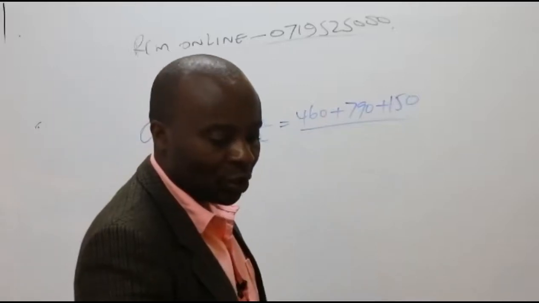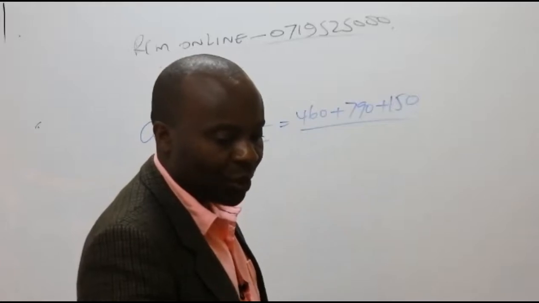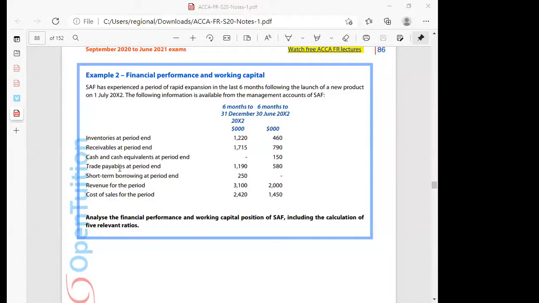So current liabilities, what do we have, ladies and gentlemen? I can see trade payables and the short-term borrowing. So it will be 580 plus 0, basically. Please go ahead and give us this particular parameter. We have 460 plus 790 plus 150 divided by 580, which gives me 2.41.